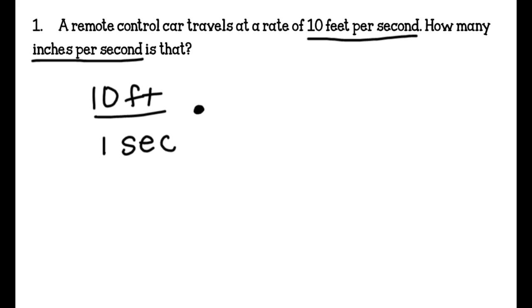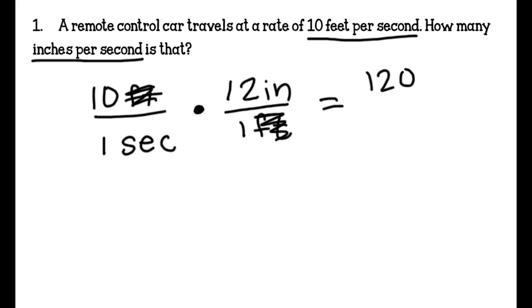So I'm going to set up a unit ratio of 12 inches equals 1 foot. The feet cancel out, so I just multiply straight across. 10 times 12 is 120 inches, and 1 times 1 is 1 second, so it's 120 inches per second.